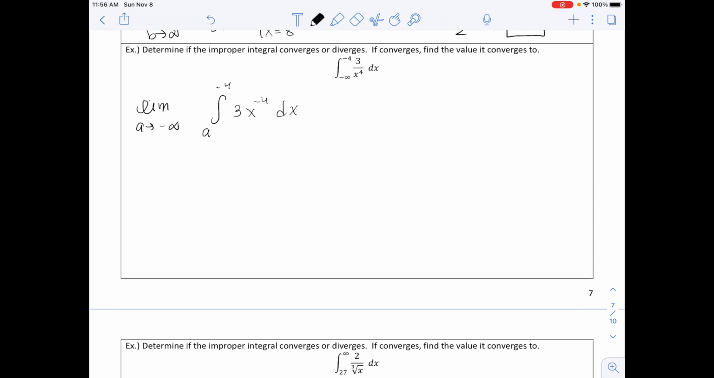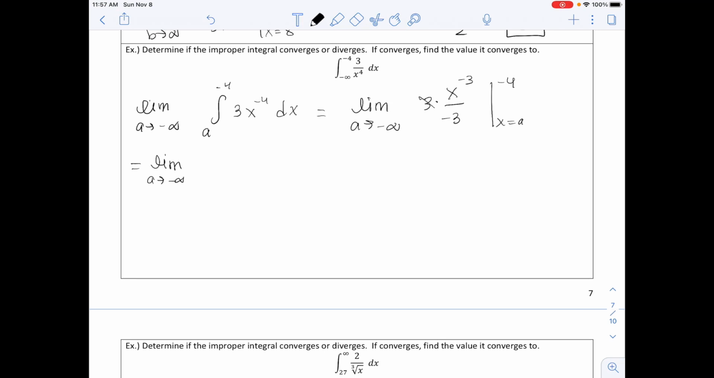And I am able to integrate this just by using the power rule. So again, we haven't yet evaluated our limit, so that still stays there. And when I go ahead and integrate this, I'm going to add 1 to my exponent, and I get negative 3. And again, divide by that same value. And then evaluate this from x equals a to negative 4. And then from here, I'm going to clean up what I have written. So I still have my limit.